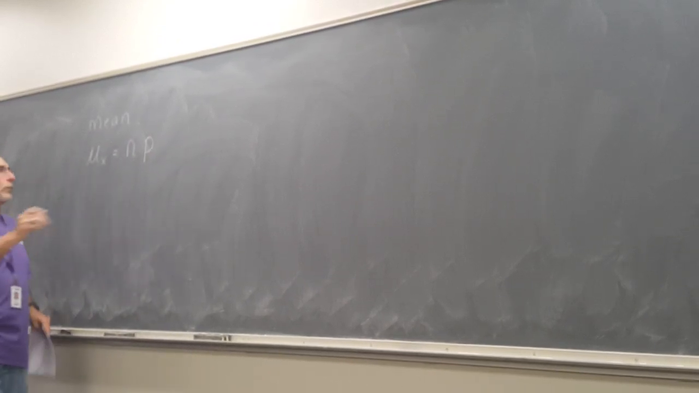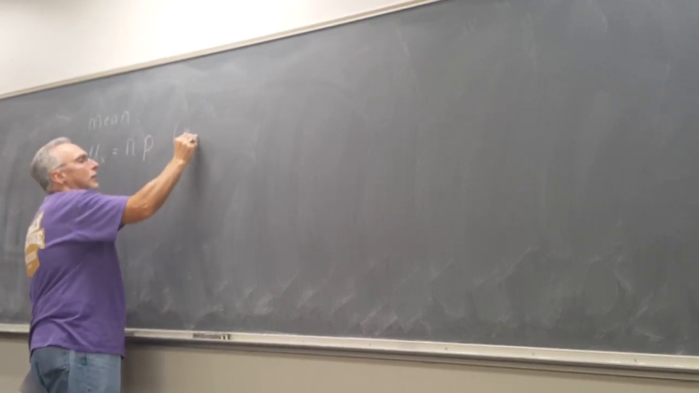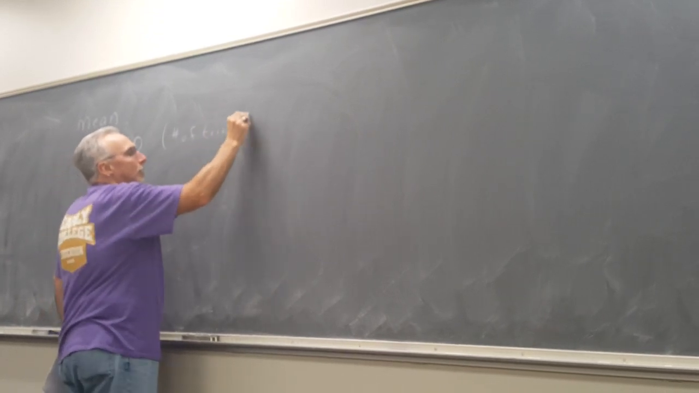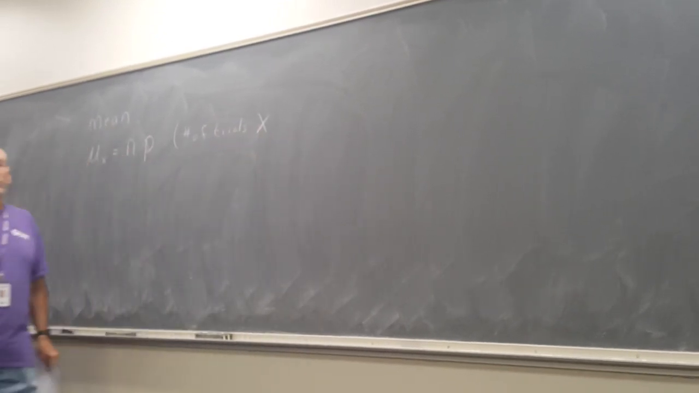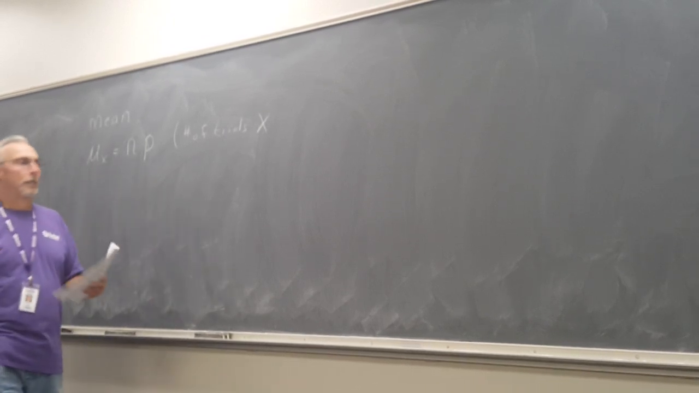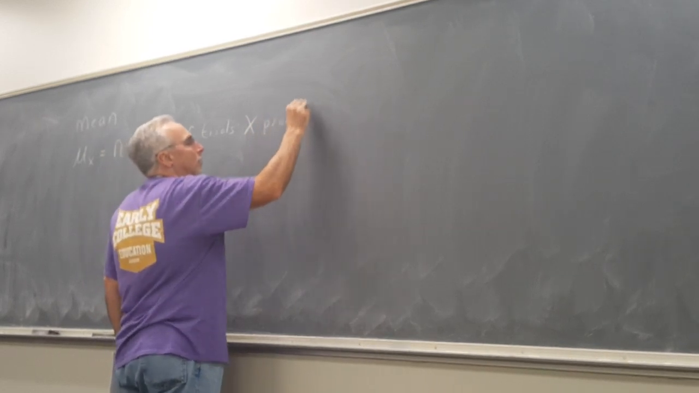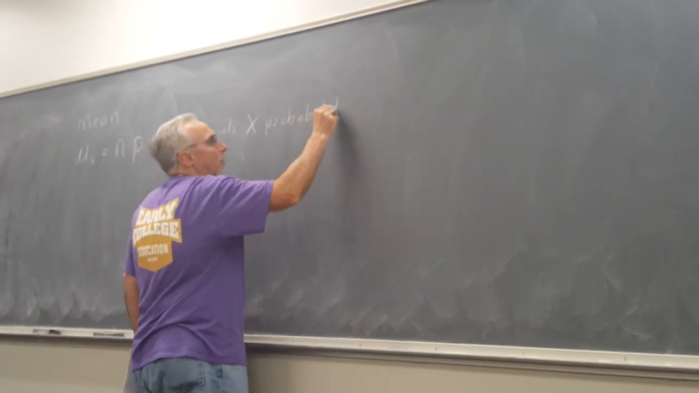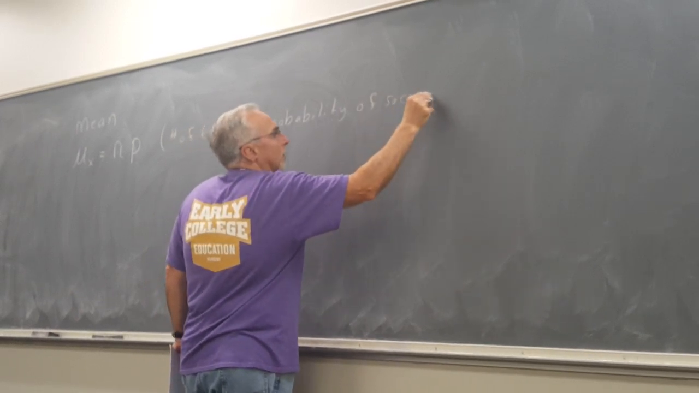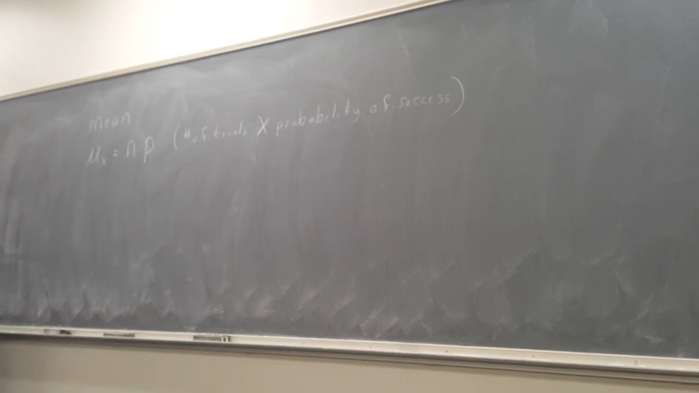What does n stand for again on these? Number of trials. Times, and what's the p stand for? Probability of success. So the mean is n times p.